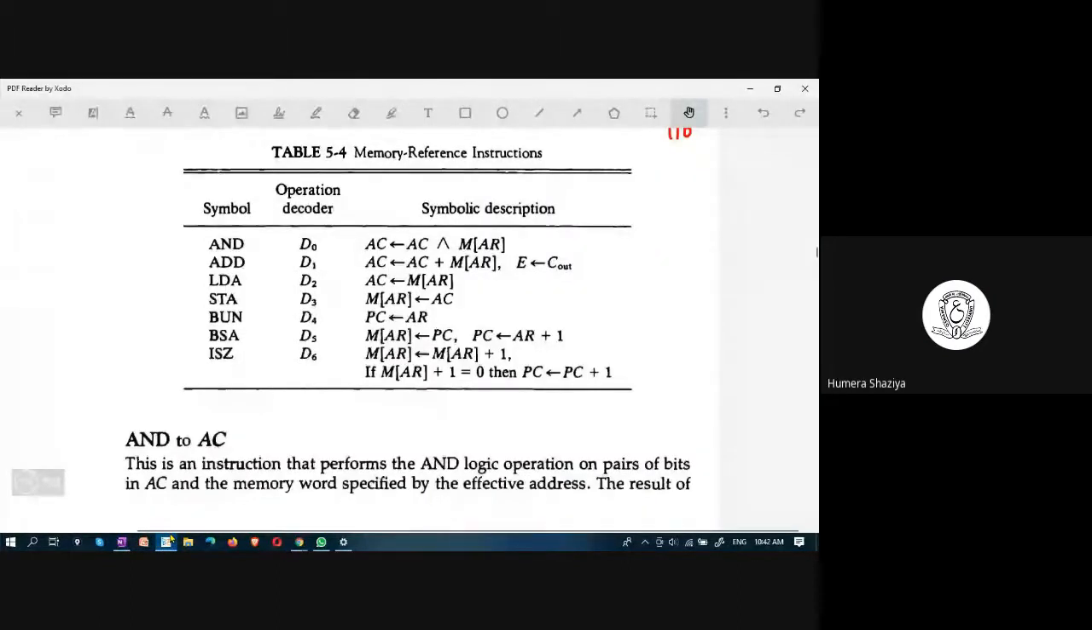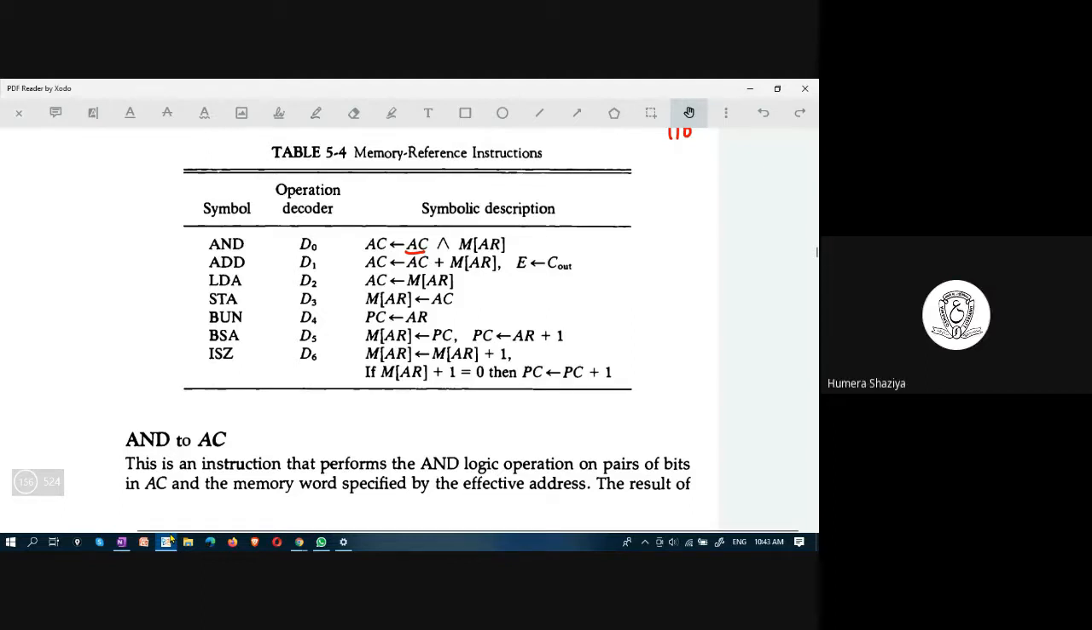There are two binary numbers. You are performing an AND operation. So two binary numbers means, where are they? One number is in AC. What is AC? Another register, ma'am. No, AC is the accumulator. This accumulator is a register. What is M of AR? Memory of address register.